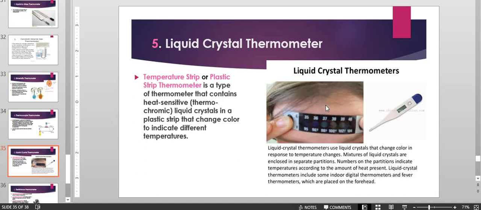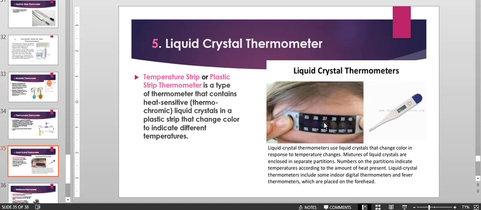Rather than keeping the clinical thermometer for a longer period of time, for example 10 to 15 minutes, in order to find out the temperature of the body, it is much more convenient to have this liquid crystal strip and place it on the forehead for a few seconds, and then you can easily find out the temperature of a person's body, as 37 degrees Celsius or 98 degrees Fahrenheit is the normal body temperature.